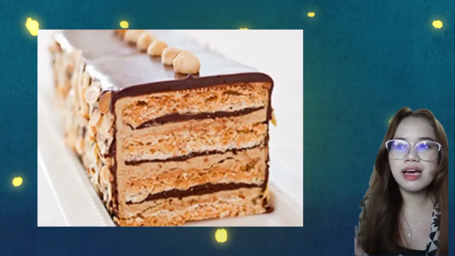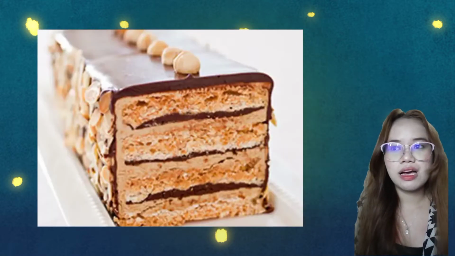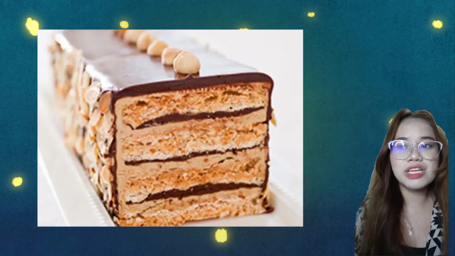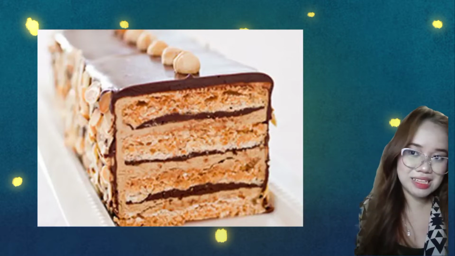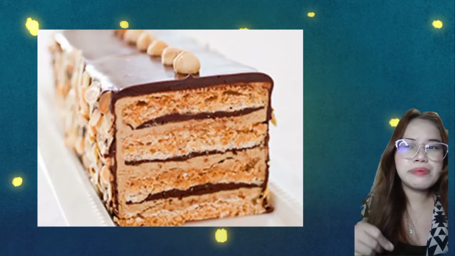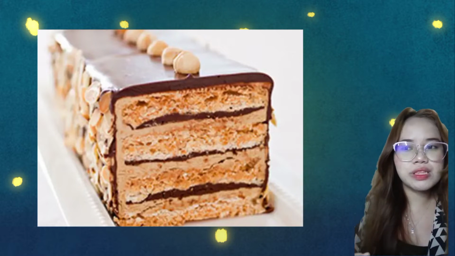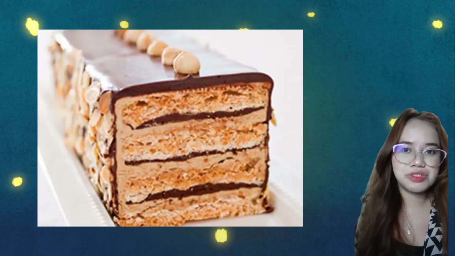Okay, next slide we have the dacquoise. I don't know if I pronounce it correctly. It is a meringue from France that incorporates flour and nut meal. They are typically hazelnut or almond, and they are frequently used to make cakes and pastries.